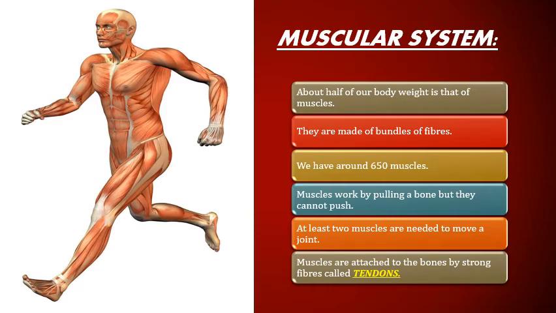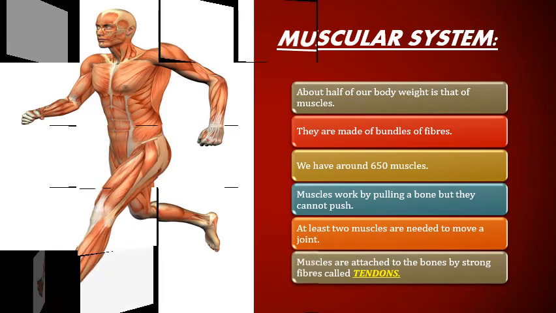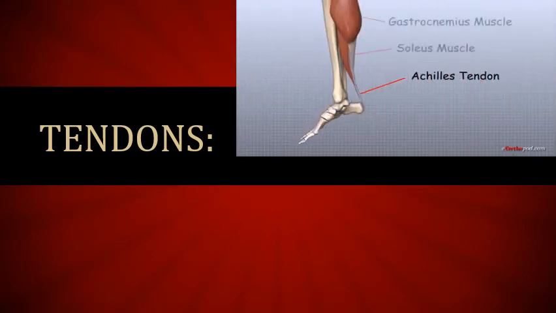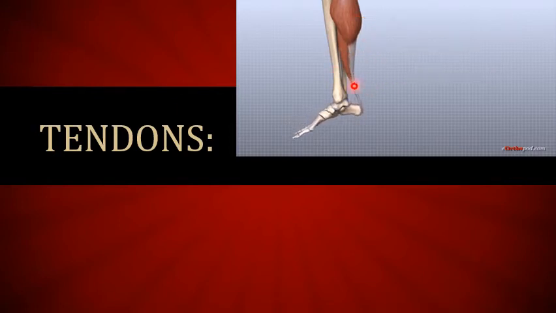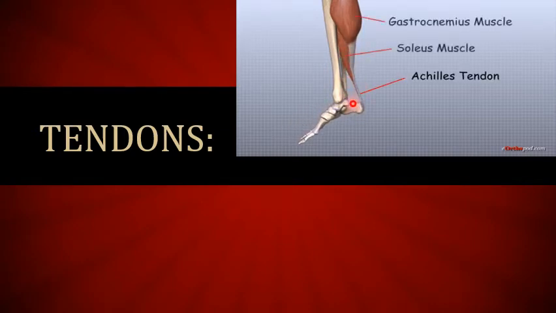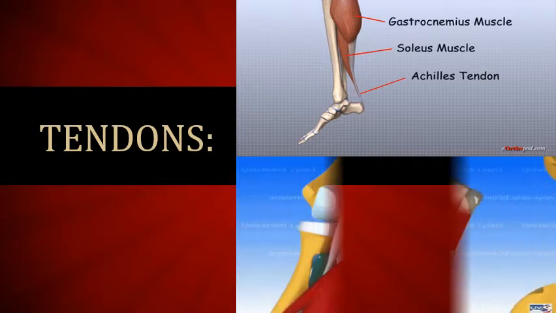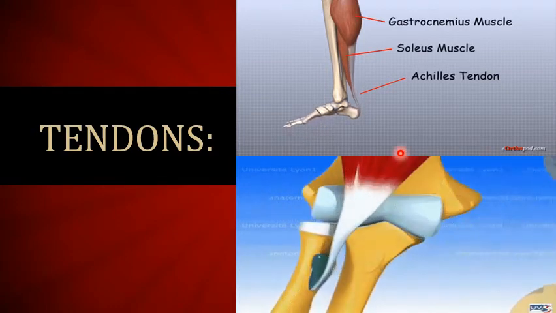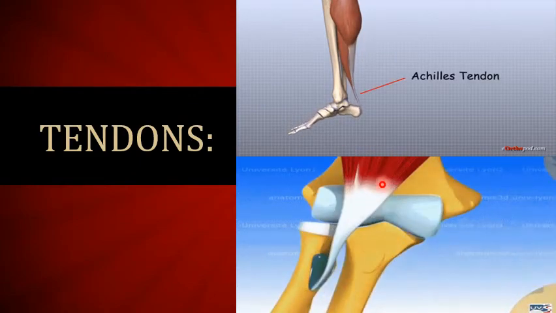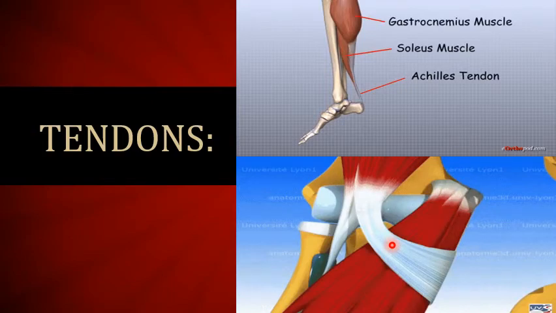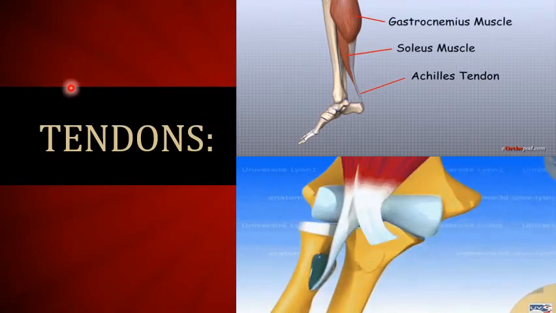What are these? Let's discuss them further. Look here. These are the muscles and this is a bone. Now you can observe here something white. This white portion is indicating the strong fibers, that is tendon. Here you can also observe it. These are the muscles, this is a bone, but they are not directly attached with the bones. They are attached by strong fibers, and these strong fibers are the tendons.